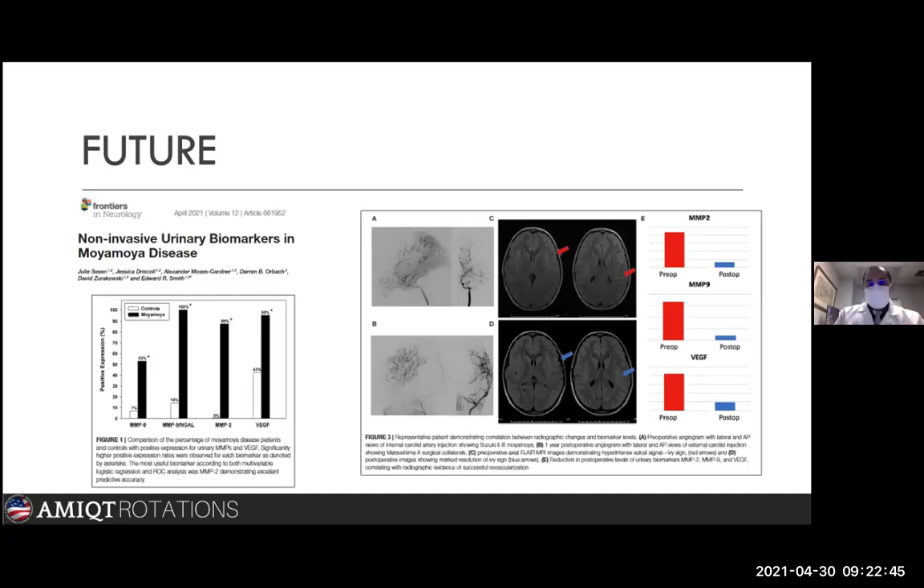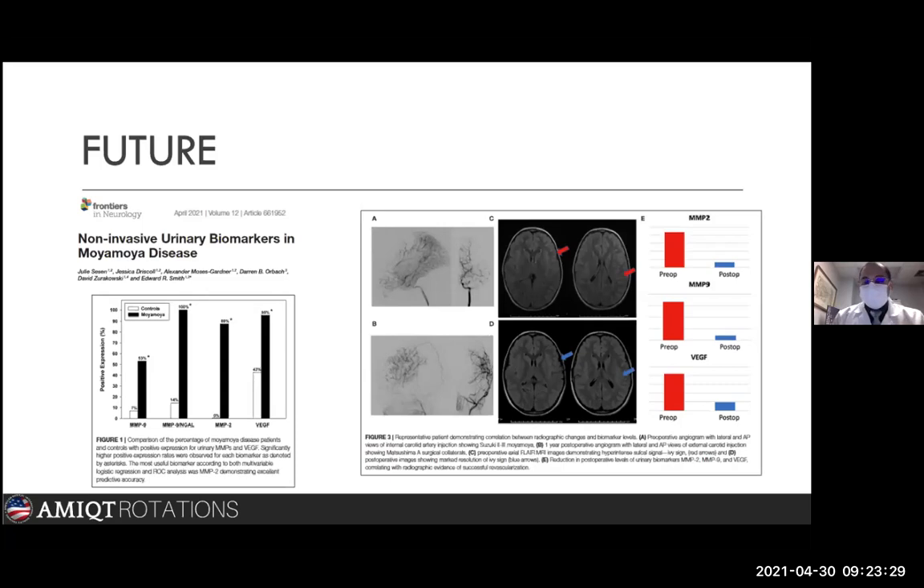Finally, I would like to share with you some recent studies that have been published, and this one was really interesting. They are trying to find some non-invasive biomarkers that could help in the diagnosis or the follow-up of these patients. In this article from Frontiers in Neurology, published this month, they were trying to measure the levels of biomarkers: matrix metalloproteinase 9, matrix metalloproteinase 2, and vascular endothelial growth factor. And they saw that the levels of these biomarkers were significantly high in patients with Moyamoya compared to controls.